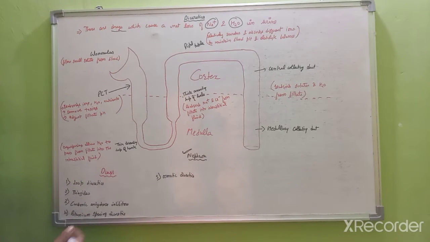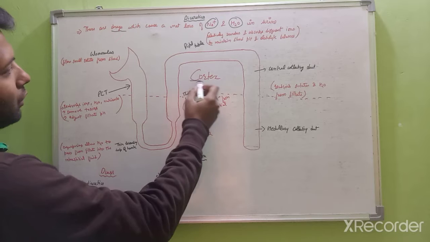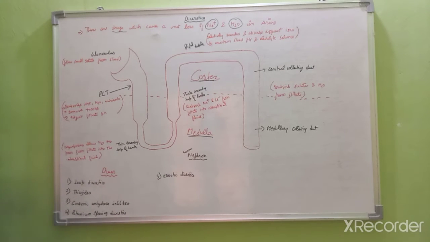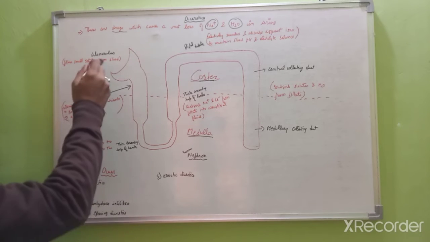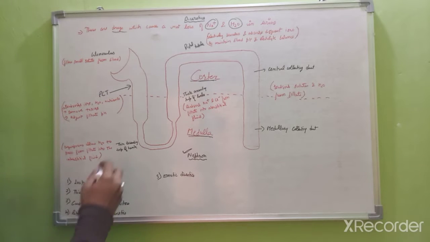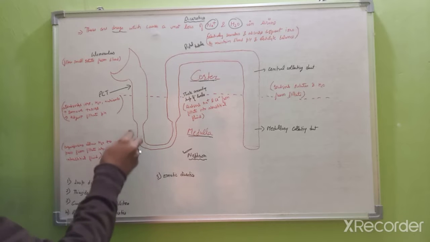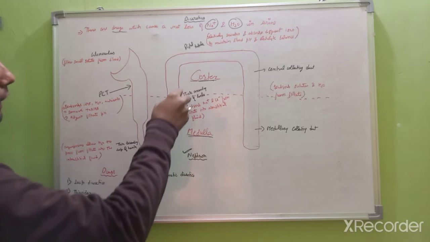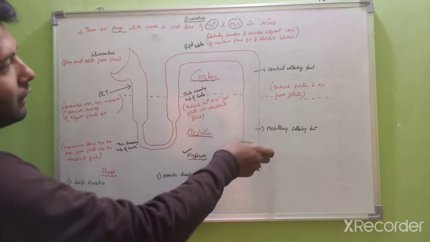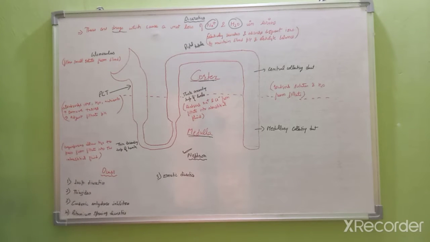The upper part is called the cortex and the lower one is the medulla. These are the various parts of the nephron. This is the glomerulus, this is the PCT, that is the proximal convoluted tubule, and this is the thin descending loop of Henle. This is the thick ascending loop of Henle, this is the distal tubule, and these are the collecting ducts. Each part of the nephron has its own function.